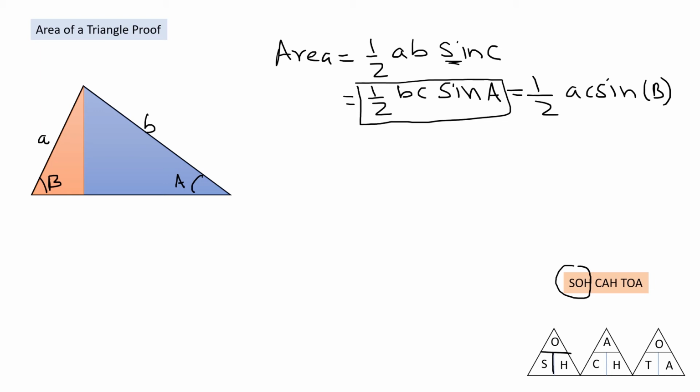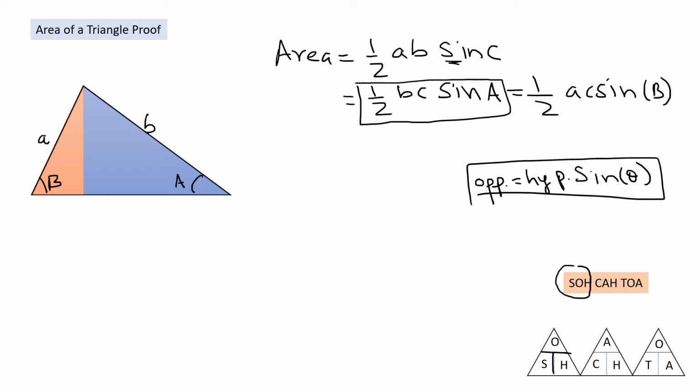Therefore, opposite equals hypotenuse times sine theta. In the blue triangle, the opposite of this angle is this one, the height h. So the height h is hypotenuse b times sine A. And we know this side is small c.